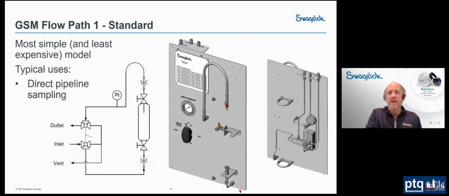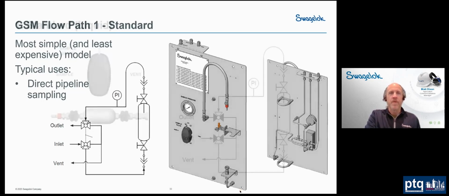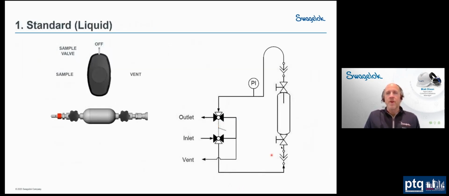So let's take a look at an example here. In this case, this is our grab sample module, the cylinder style panel. And this is going to be kind of the most basic design of our grab sample module. So we've got, again, that geared valve assembly that you can see here in the schematic. We've got two valves geared together. Got our sample cylinder over here on the right.